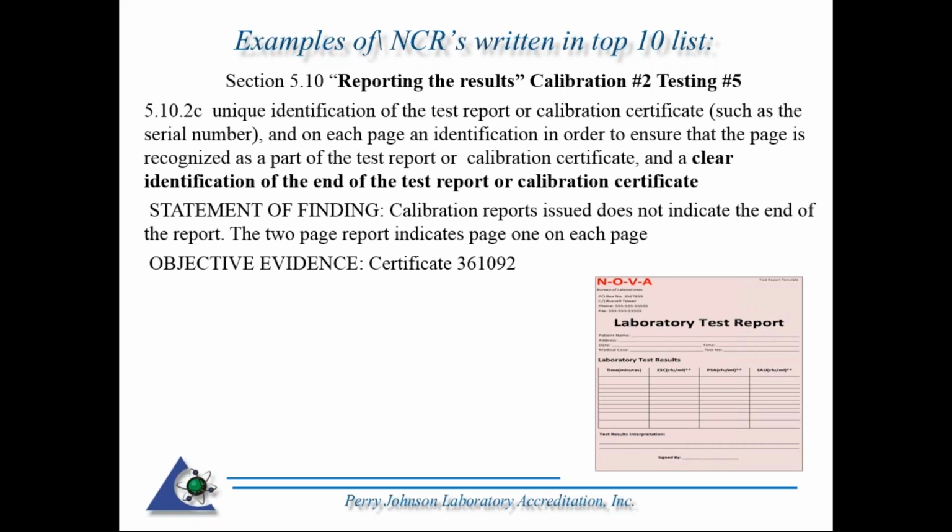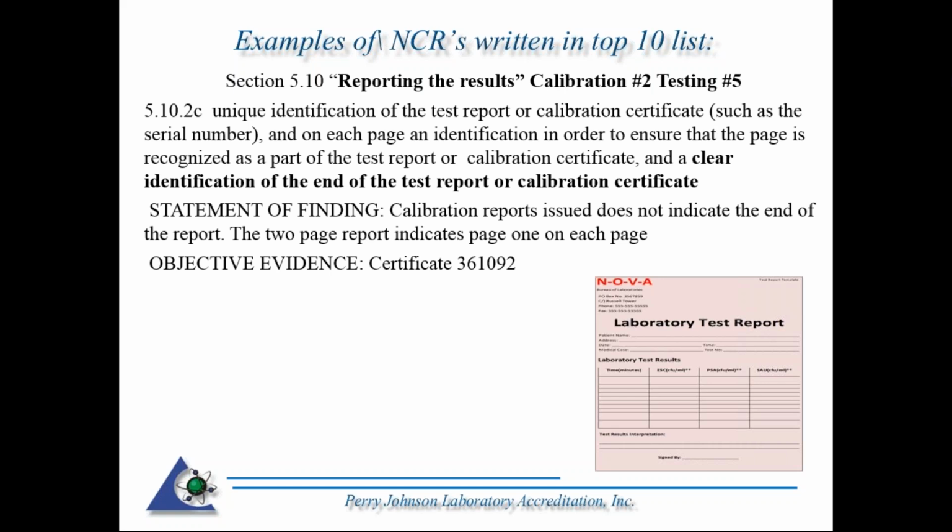So this particular example is under 5.10.2 c, unique identification of the test or calibration certificate, such as a serial number, and on each page an identification in order to ensure that the page is recognized as a part of the test or calibration certificate, and a clear indication at the end of the test or calibration certificate. And I bolded that last section because this particular nonconformance was written in regards to that requirement not being met. Hence, calibration reports issued do not indicate the end of the report. The two-page report indicates page one on each page.